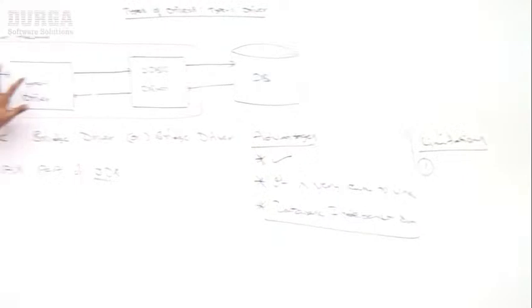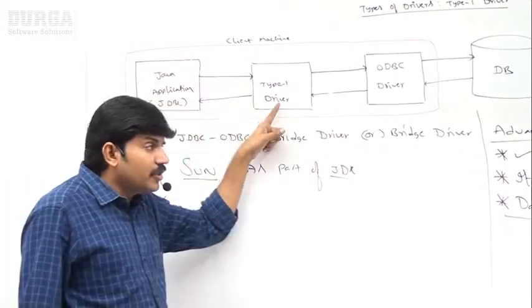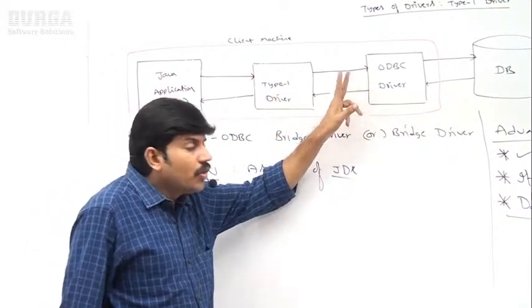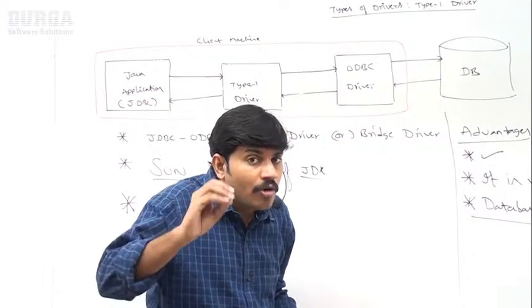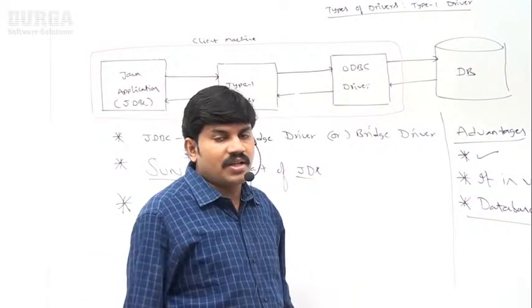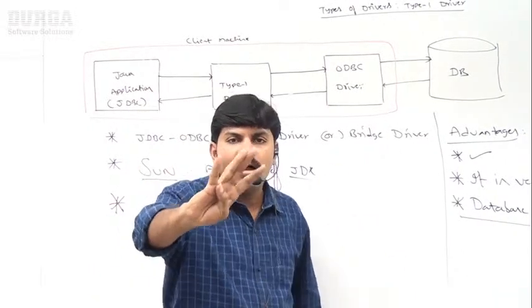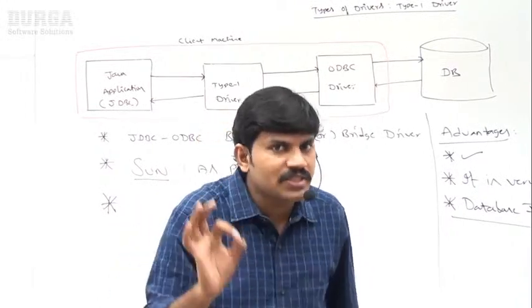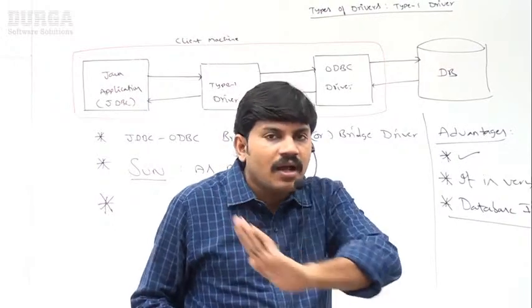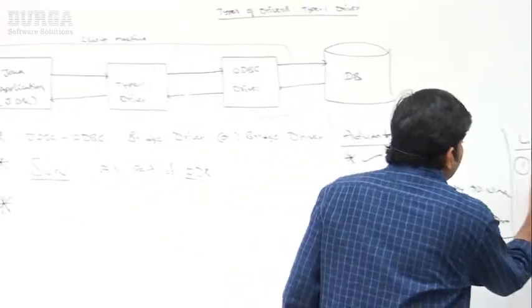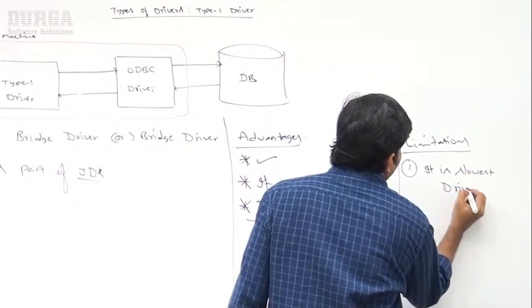In the case of type 1, how many conversions are required? Java calls should be converted into ODBC calls. ODBC calls should be converted into database specific calls. Sir, obviously, how many conversions are required, right? 2 conversions are required. Performance is going to be down, sir. Remember this one. Out of all 4 drivers, the slowest driver is the type 1 driver only. It is performance wise not at all up to the mark. That's why it is the slowest driver. Are you getting it? Slowest driver.